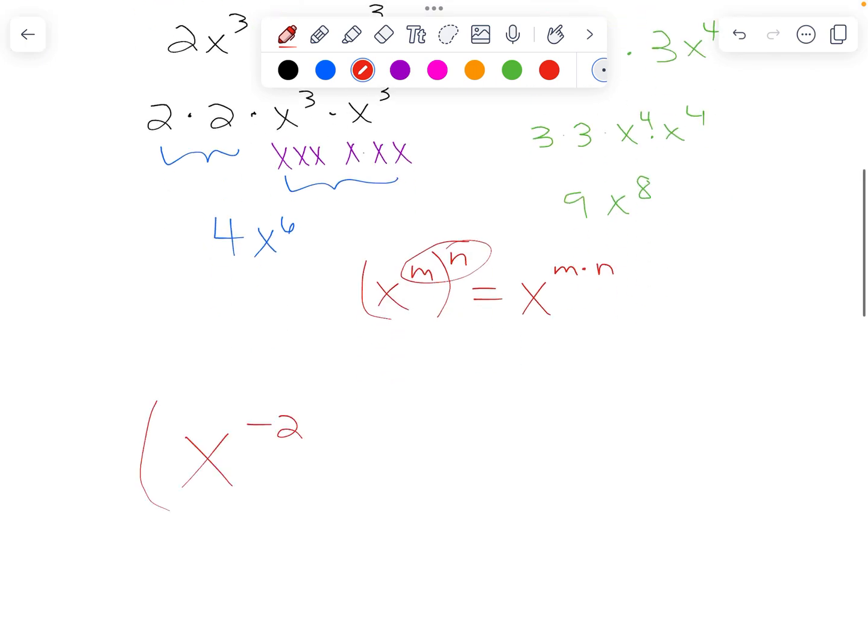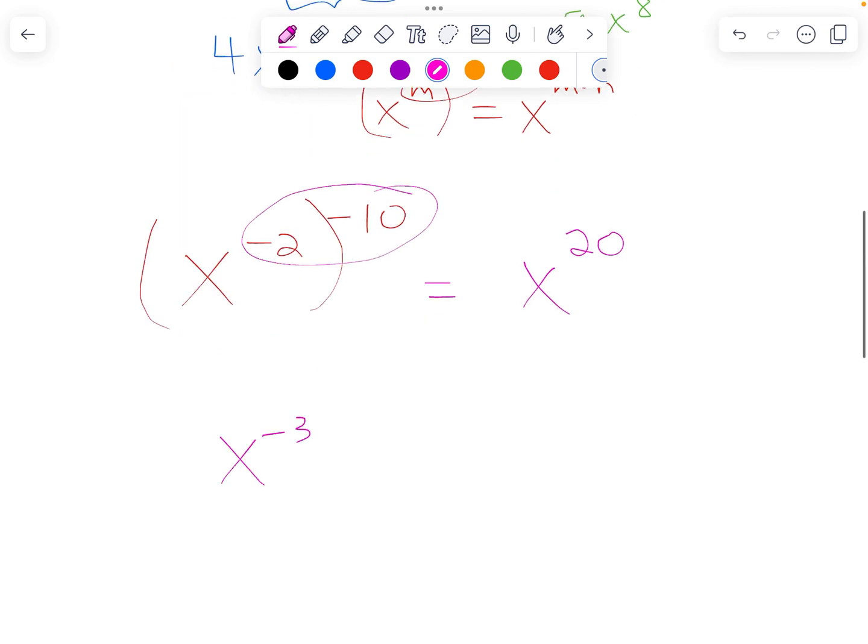So if I had x to the negative 2nd raised to the negative 10th, I could avoid dealing with negative exponents by multiplying those together and get x to the 20th. Or if I had x to the negative 3rd to the 2nd, I would get x to the negative 6th, which I could rewrite as a positive exponent by doing 1 over x to the 6th.